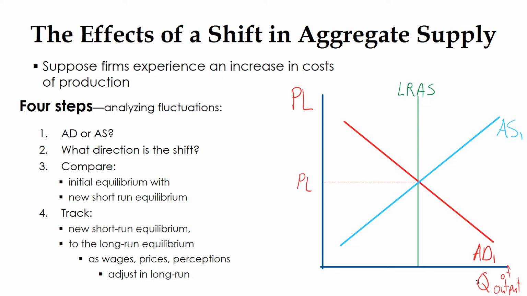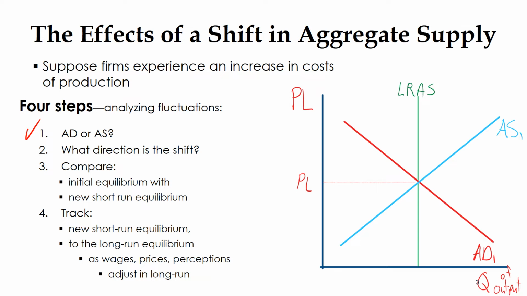So when we do have an increase in the cost of production, is that going to shift the aggregate supply curve or the aggregate demand curve? Remember, with the aggregate demand curve, we're talking about the components of GDP. Now we're talking about production and the cost of production. So that's going to shift the aggregate supply curve. And what direction would the shift be?